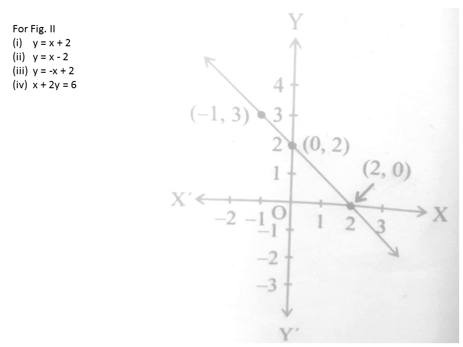Now for this case, x is 0. So we have to subtract 2 from x. So 0 minus 2 will be minus 2. But y is 2 here. So it is not correct.